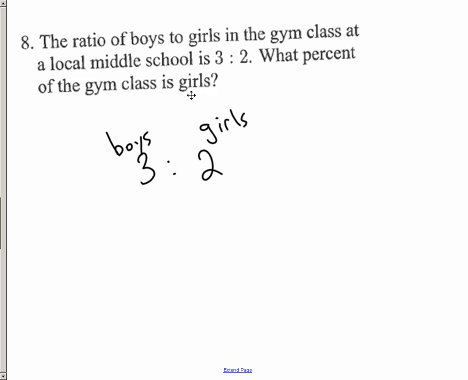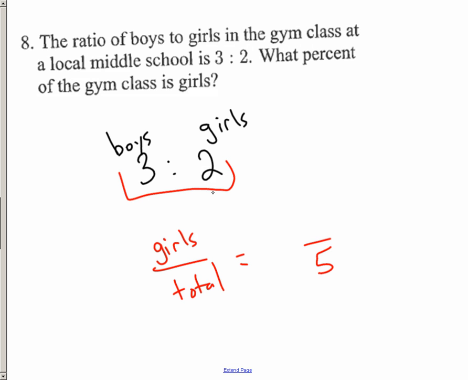If we want to know the percent of the girls, that means I need to know the representation of girls over the total amount. Well, the boys is not the total. The girls is not the total. I actually have to put these two together. What's 3 plus 2 together? 5. So the girls are 2 out of 5. We know how to take any fraction and make it into a percent. That would be the same as 0.4 or 0.40. We move our decimal over 2 times. The girls are 40% of the class.